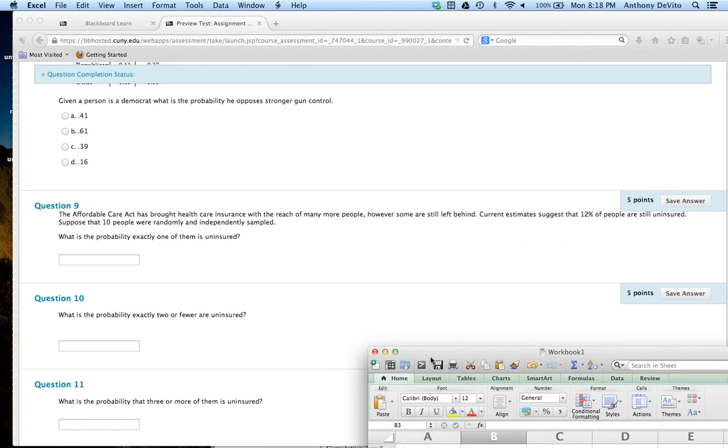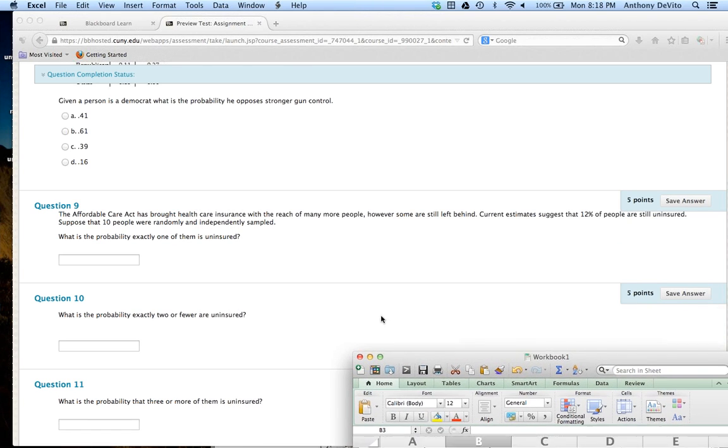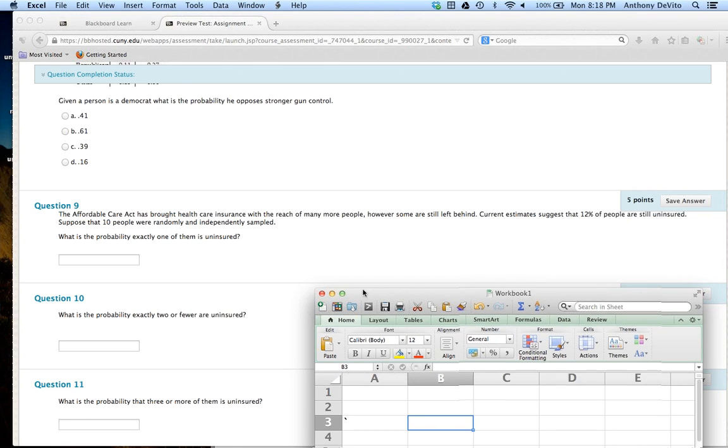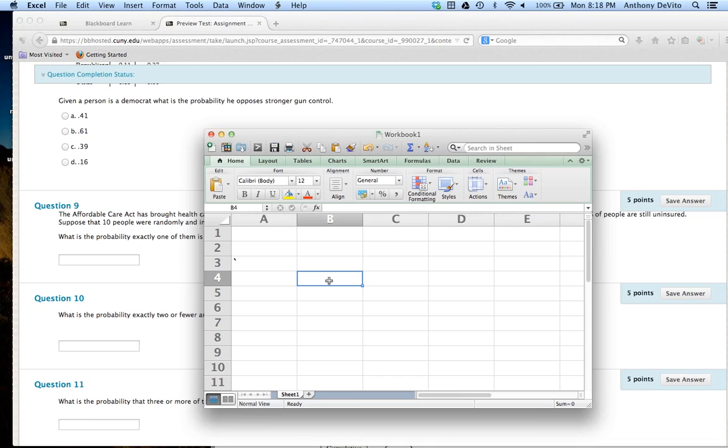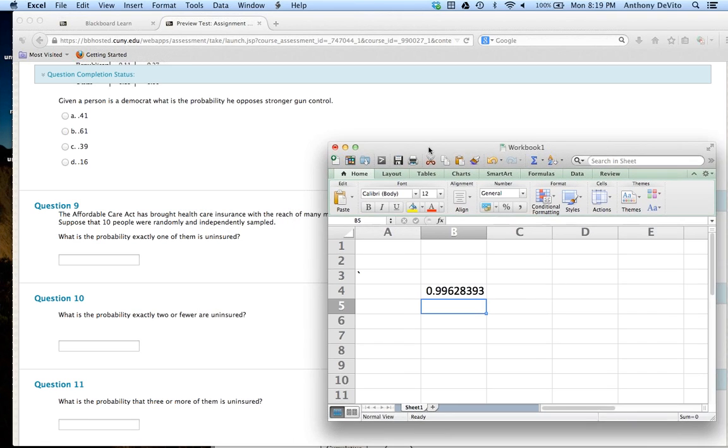Okay, what's the probability of 3 or more of them? What's the probability that exactly 2 or fewer are uninsured? I'm going to change that up a little bit. I'm going to say, what's the probability that 4 or fewer are uninsured? Equals BINOM.DIST, parentheses, 4 successes, 10 trials, comma, 0.12, comma, and I'm going to say true because I want the probability for 4 or fewer, everything below 4. And I get 99.6%, or 0.996 is the probability.